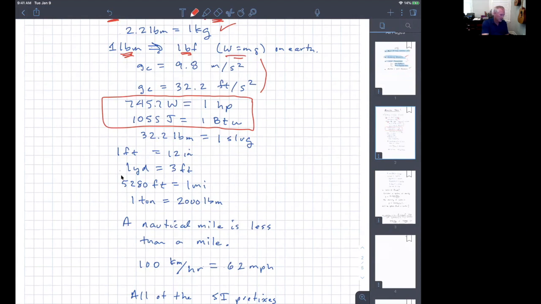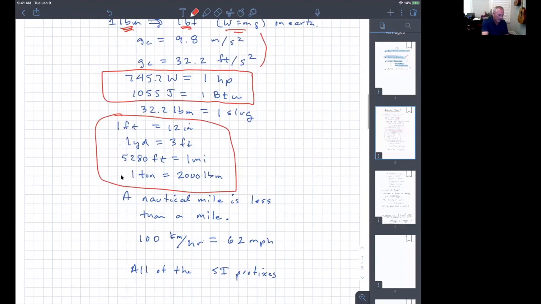So I expect you to know these typical conversions in the US system. One of the things I wrote down here, because I've done a lot of work with the Navy, is that 1 nautical mile is less than a mile. I don't actually know the exact conversion. I just know it's not the same thing. And that's an important thing to realize if you work in that particular area.